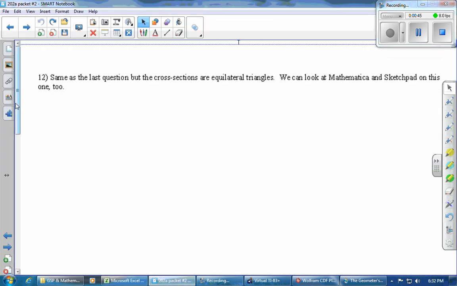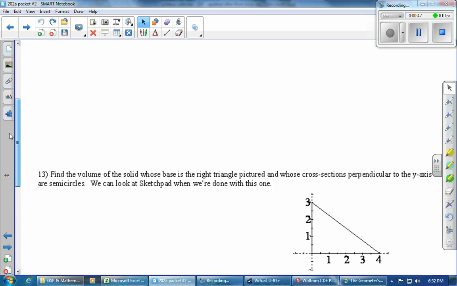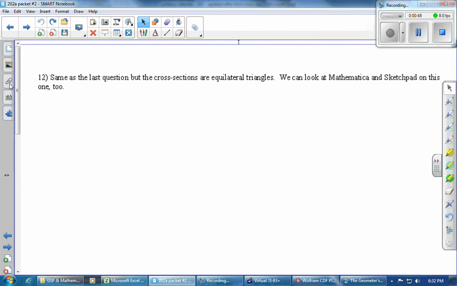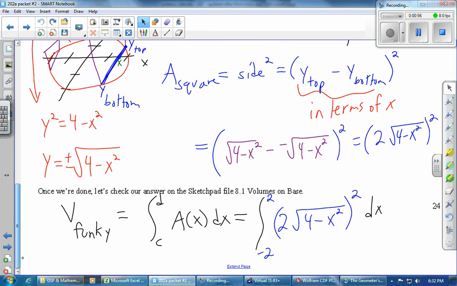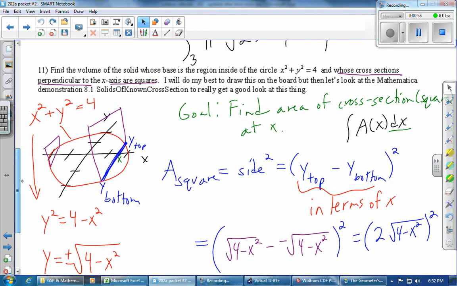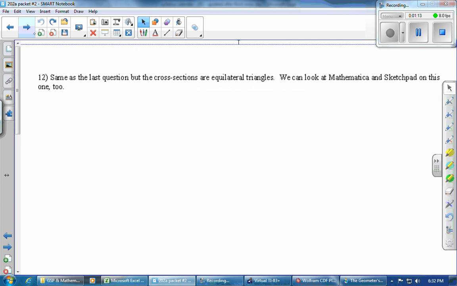So let's go ahead and get started. We're here on page 25 in the packet, and we'll begin up at the top. It says, same as the last question. All right, so let's remind ourselves of what the last question was. Way down here, the last question was number 11: find the volume of a solid whose base is the region inside of the circle x squared plus y squared equals 4, and whose cross sections perpendicular to the x-axis are squares. That's the problem that we did last time. And this time, we'll do the same thing, except the cross sections are now equilateral triangles.